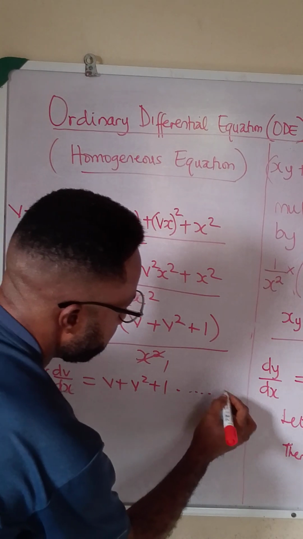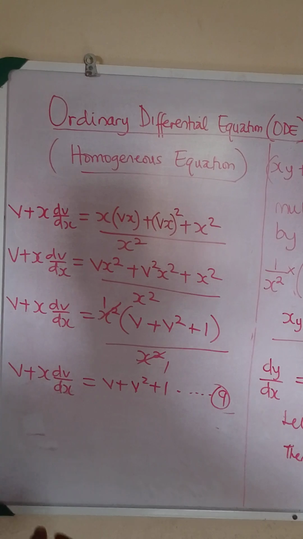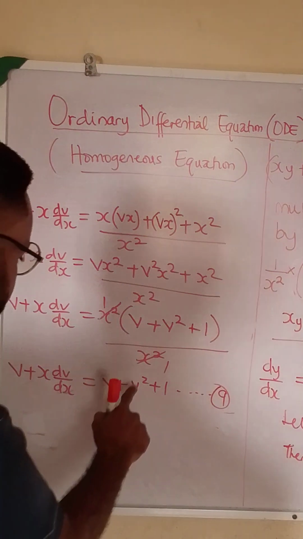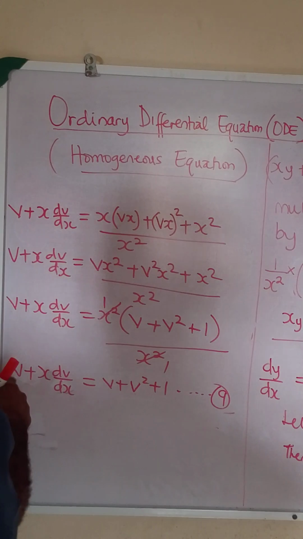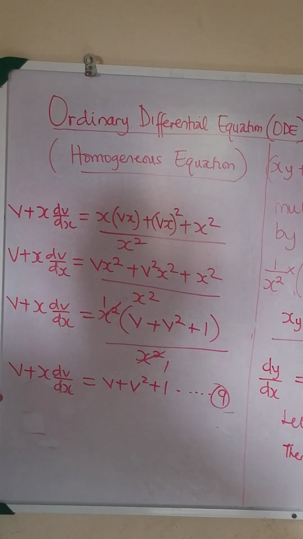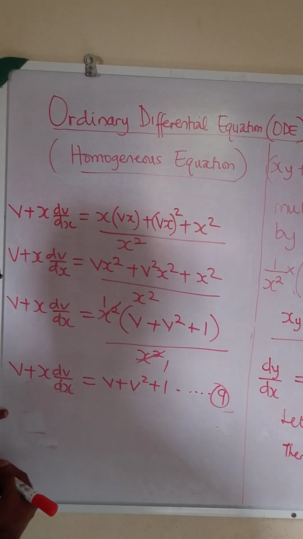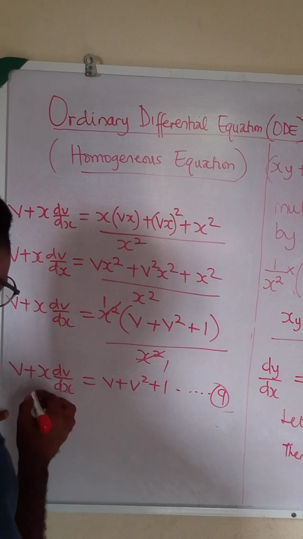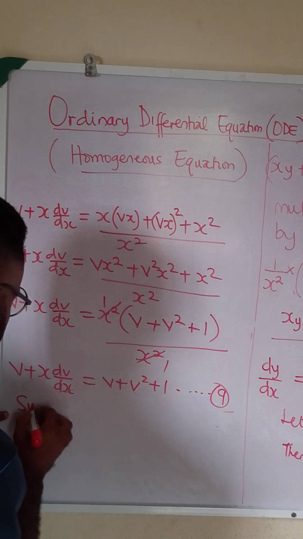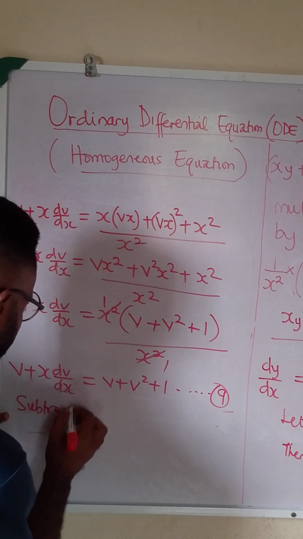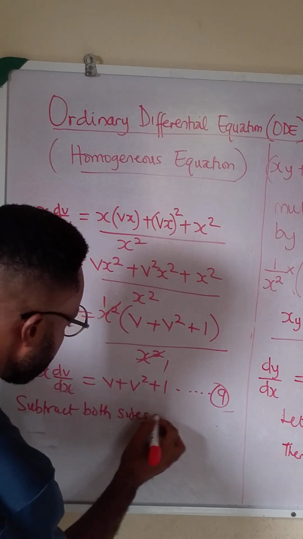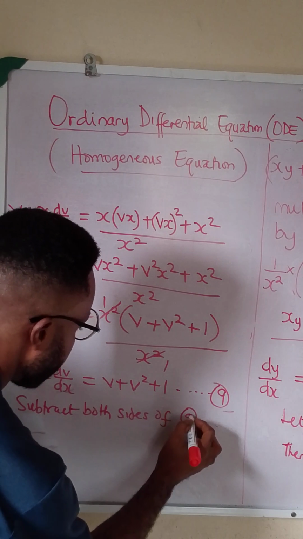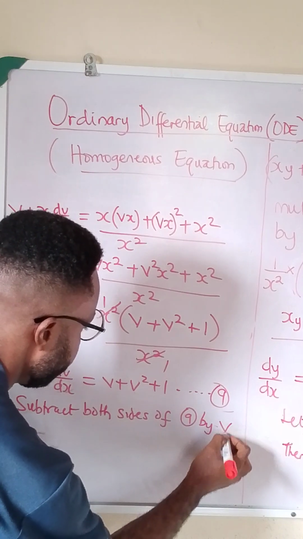We can call this equation 9. And so having achieved this, we have to ensure that we move v to the right hand side of the equation, and in order to achieve that, we make a mathematical statement: subtract both sides of equation 9 by v.